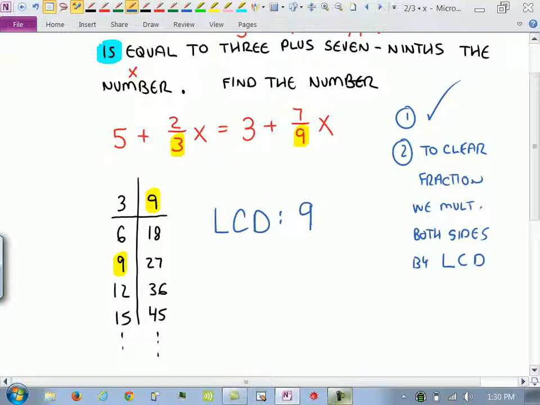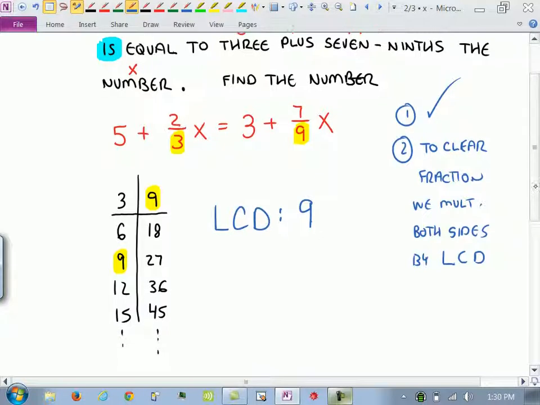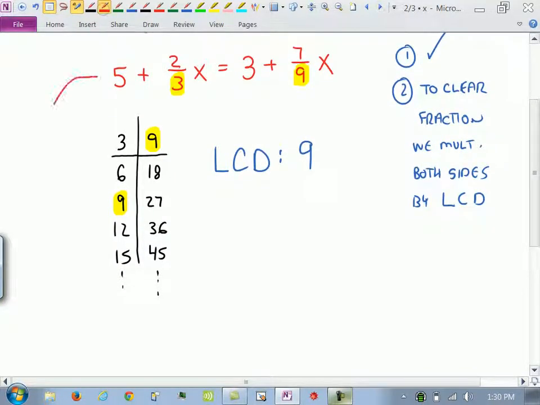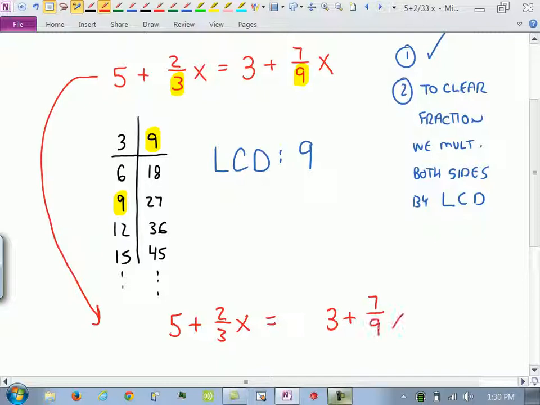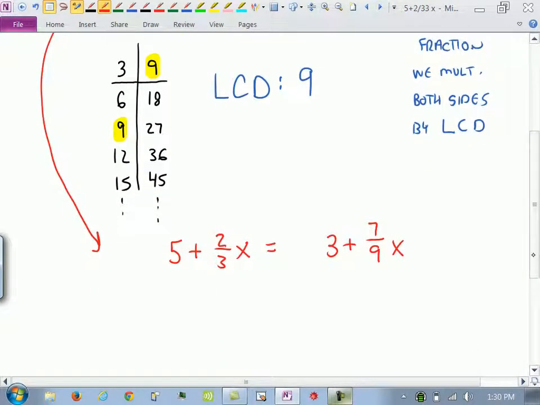Now, what am I supposed to do with that 9 to clear the fractions? We multiply both sides by that number, by 9. So let me do that below. Here's the way I'm going to do it. 5 plus 2/3 x equals, I'm going to leave a little space here in the front, 3 plus 7/9 x. I'm supposed to multiply both sides of this equation by 9. And since I'm going to multiply the entire side, I have to put the entire side in parentheses. Same thing on the right, and put a 9 in front and a 9 in front. So the black here is my LCD being multiplied on both sides.